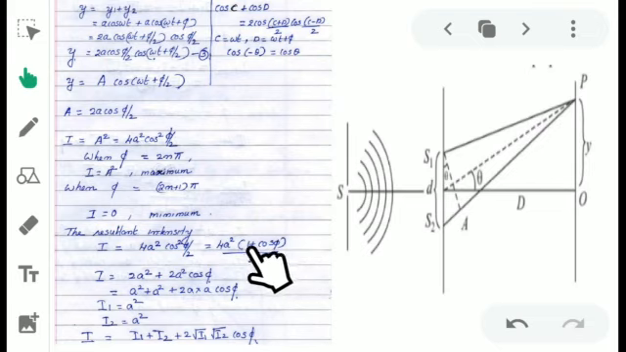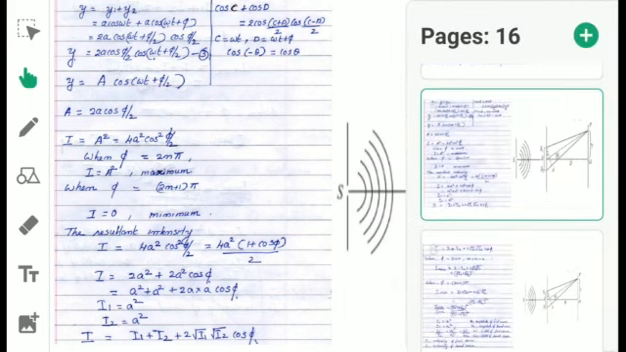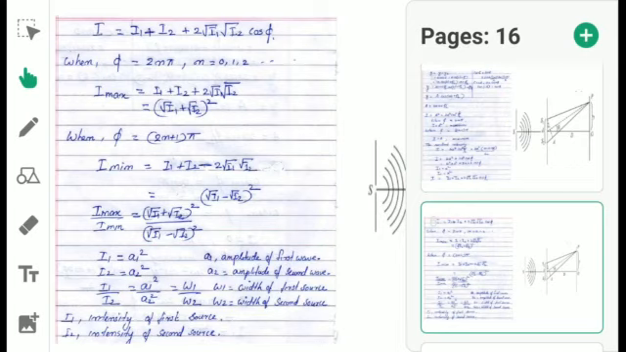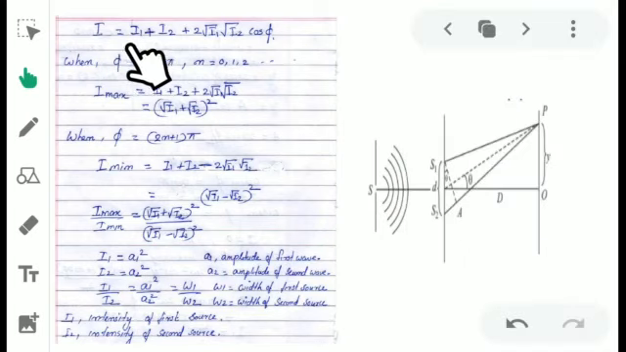Here I1 is the intensity of the first wave. The first wave means A cos omega t, where A is the amplitude, so I1 is equal to A square. Then I2 is also A square. In place of A square we write I1, and next A square as I2, so that I is equal to I1 plus I2 plus 2 root I1 I2 cos phi.